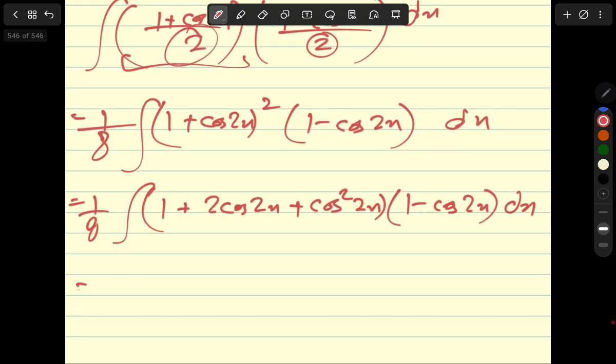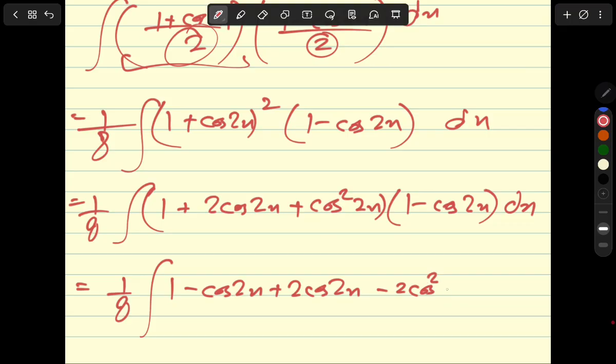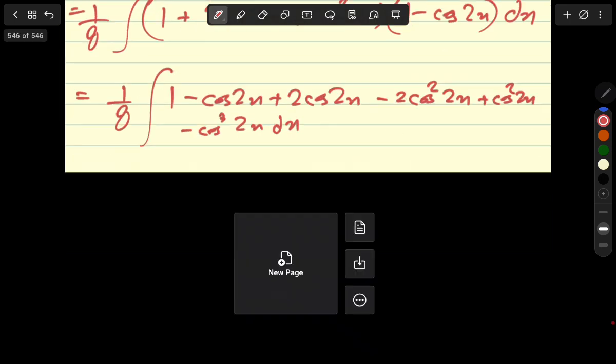Let's do it further. So this is quite complicated. Now you start multiplying. So this is 1 minus cos 2x plus 2 cos 2x minus 2 cos squared 2x plus cos squared 2x, and then eventually minus cos cubed 2x dx.